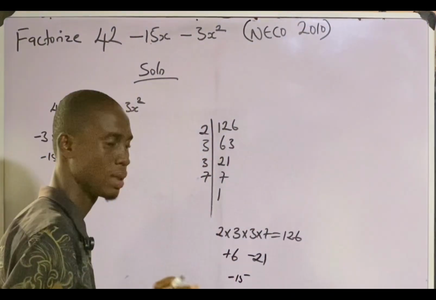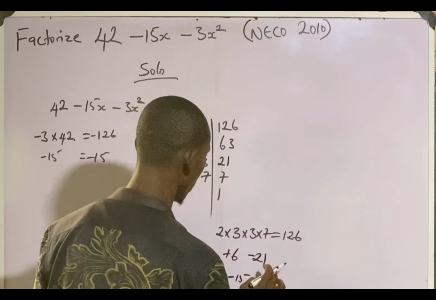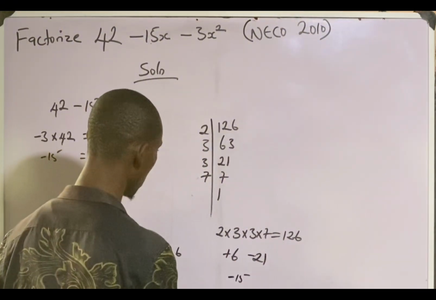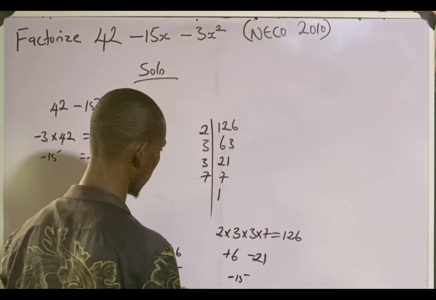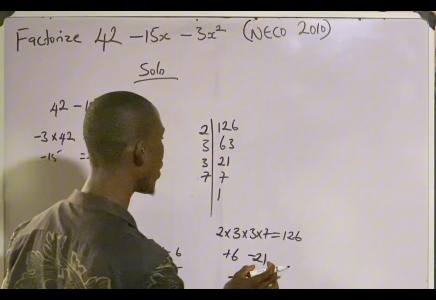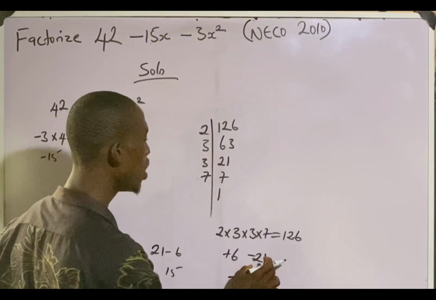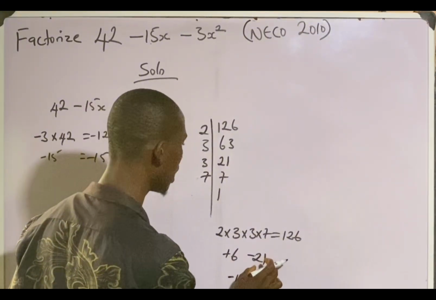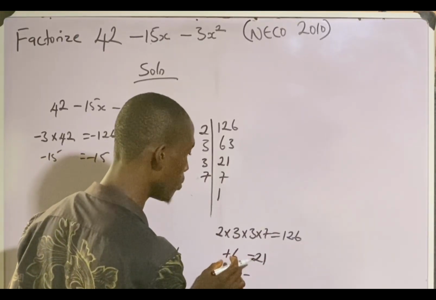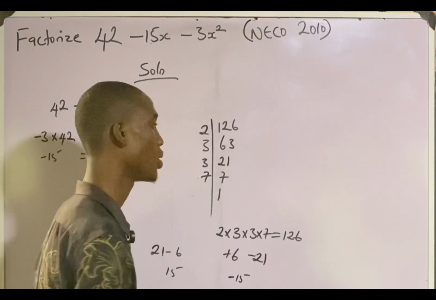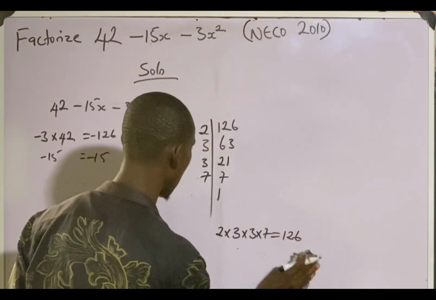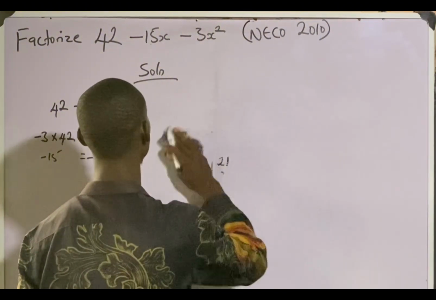Hope you understand. 6 minus 21 is the same thing as 21 minus 6. For those that did not understand, 21 minus 6 will still give us 15. But in this case, we want to have minus 15. So our higher number, which is 21, will have the negative sign, so that when it is manipulated with this lower number, we'll have our negative sign. Hope you understand. So we now have two numbers, that is 6 and 21.